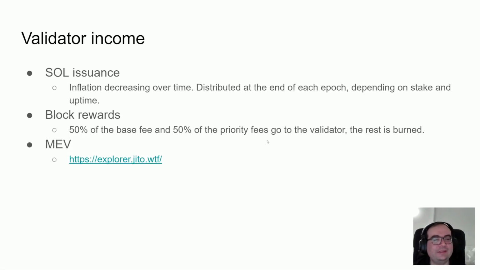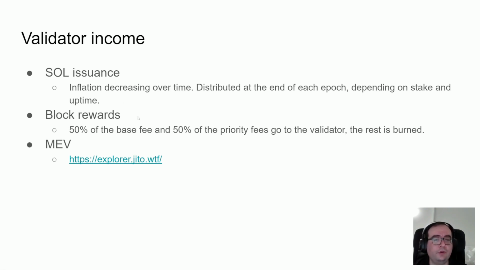What is the income instead? This is coming from SOL issuance, block rewards, and MEV. The issuance is coming from inflation, and inflation has a predefined schedule: it's decreasing over time, starting from high inflation, decreasing by a certain percentage, the same every year, going down to a lower bound of, I think, 1.5%, that will be there in perpetuity. It is distributed at the end of each epoch, and depends on the stake and the uptime.